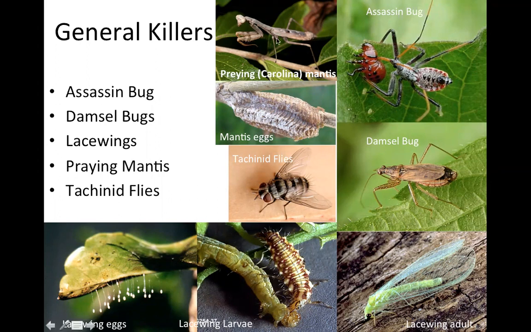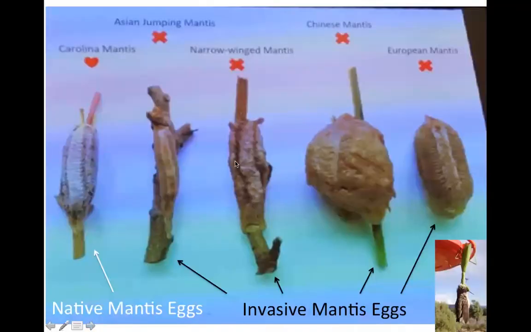So you want to identify them. A lot of times you won't see them so much, but you'll see the eggs. The egg sacs are these crystal-like sacs that are attached to branches. And I'll show you. So this is an invasive praying mantis literally eating a hummingbird. They're pretty awful.